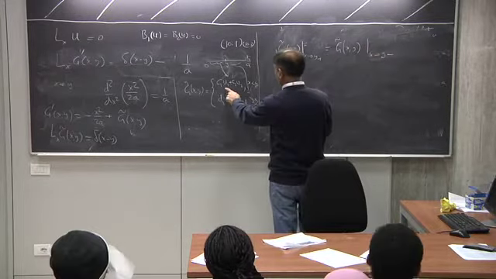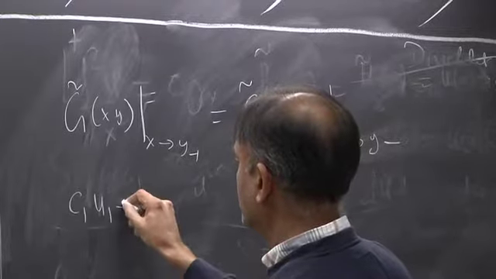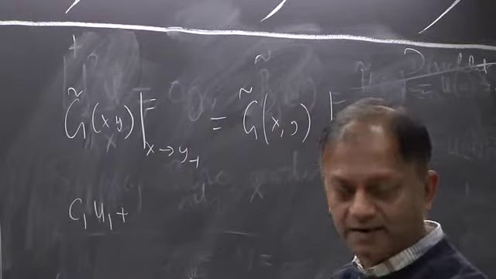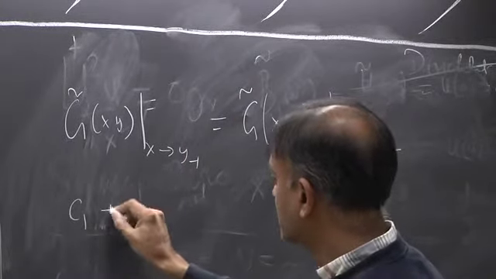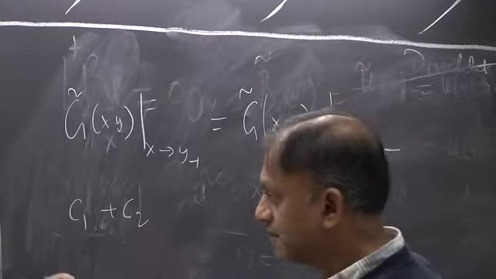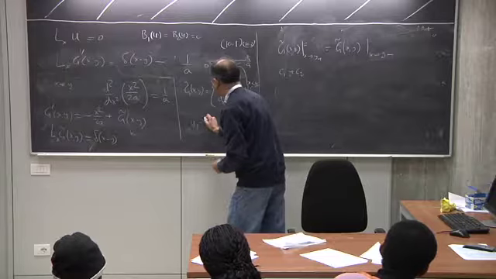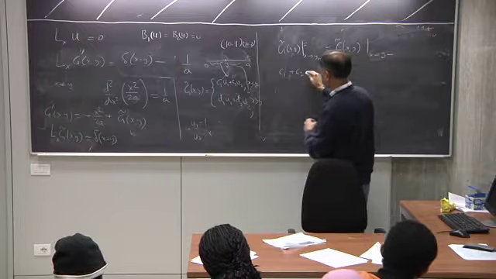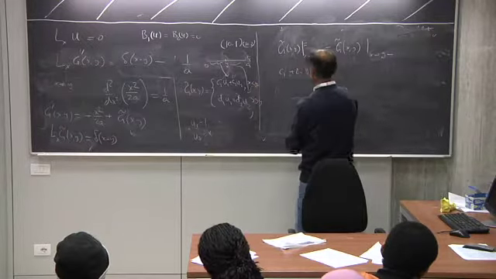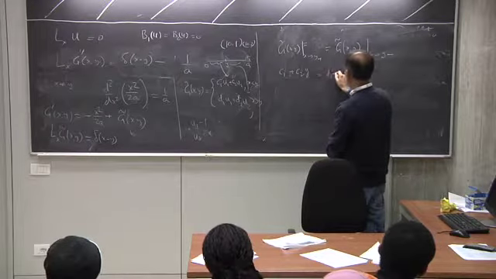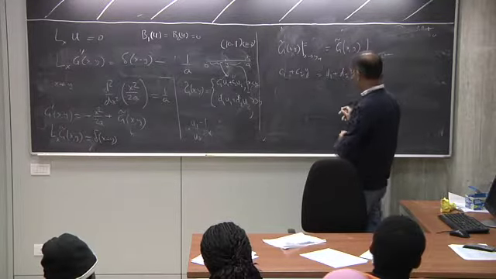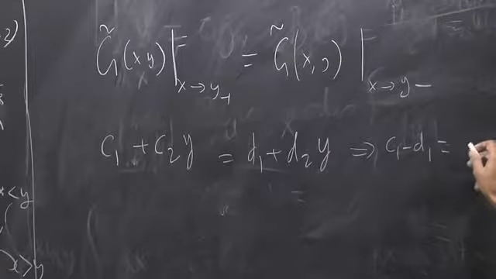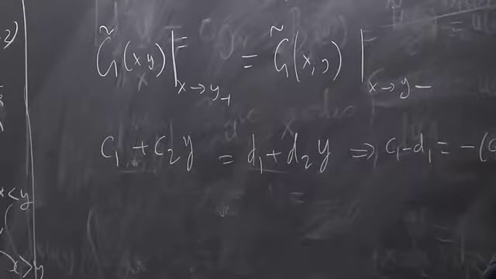So that equation gives me that C1 u1 plus, so let me substitute that, because u1 was 1 and u2 was x, right? So C1 plus C2 times x, but x is y, right? That is equal to d1 plus d2 times y again. So that's one equation. So this implies that C1 minus d1 is equal to minus (C2 minus d2) y.